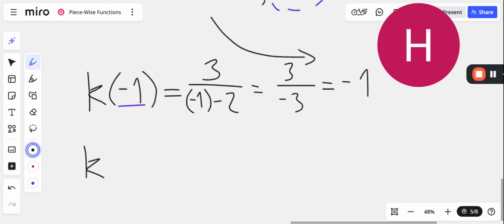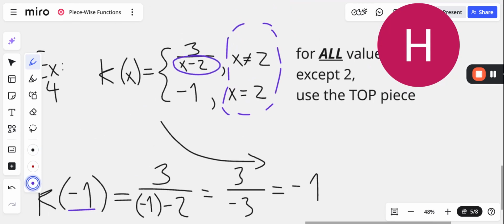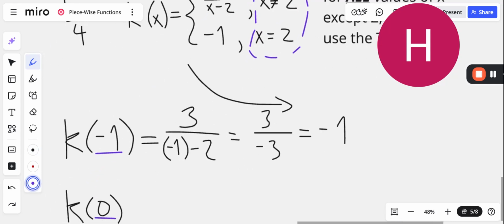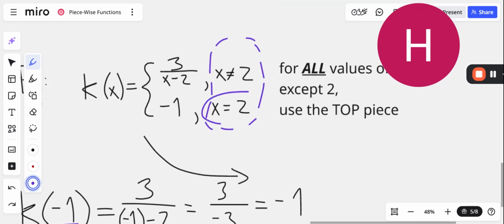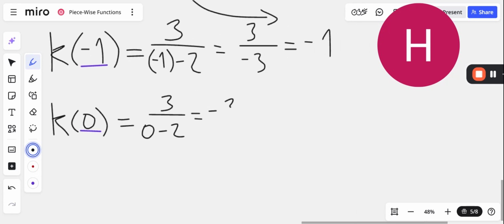Now what about k of 0? Some people might think this isn't going to work out because k of 0, well, it's a rational function. We can't divide by 0. But it's not a problem because there's not just an x on the bottom. It's not just going to be 0 on the bottom. We check to see if 0 is 2. 0 is definitely not 2. So it's going to qualify for the top piece, and let's plug that value in to the top piece. So 3 over 0 minus 2, which is negative 3/2. Very easy to do, right? Again, like I said, guys, once you know which piece to use, it just becomes basic evaluating a function.